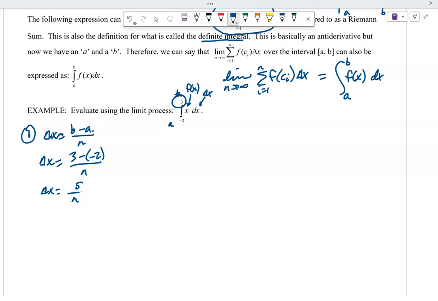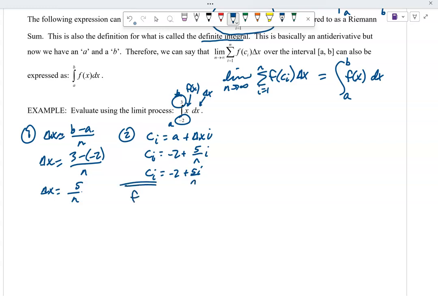And then the second thing that we did is we found the x value so that we could find the height f of ci. So the ci was a plus delta x times i. Our a here is -2, our delta x is 5 over n times i. So our ci is -2 plus 5i over n. We're going to use that to find our f of ci, the height of the rectangle, so we can throw it into the formula right here.